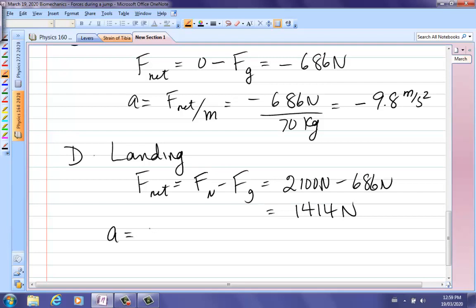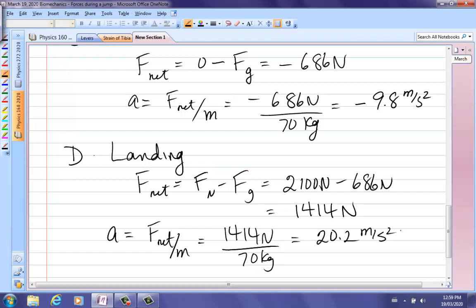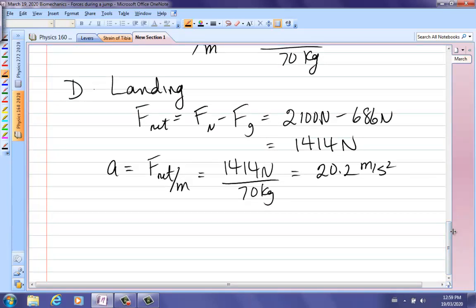So your acceleration, F over m, 1414 over 70 is 20.2. Now that's a positive acceleration, but that doesn't mean you're speeding up. It means you're slowing down in the negative direction. And the two negatives, slowing down and down direction, they combine to make it a positive acceleration. Okay, and E, you're standing still again. Standing still, and so once again your acceleration is 0.